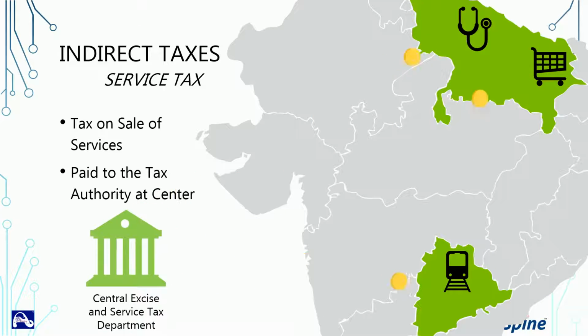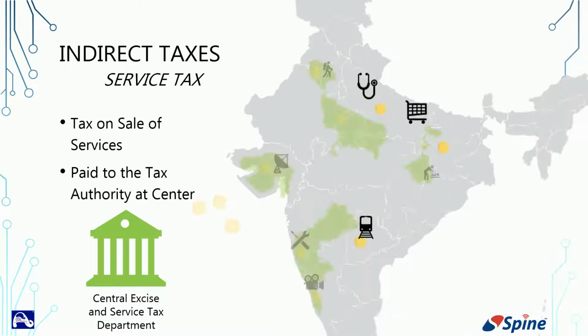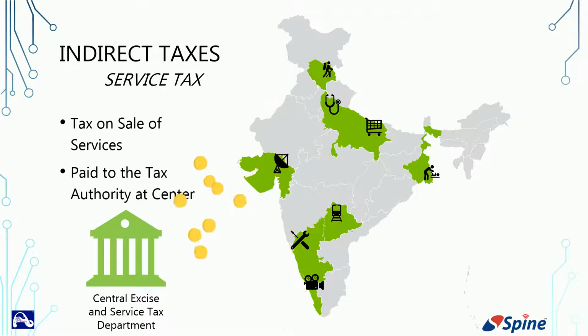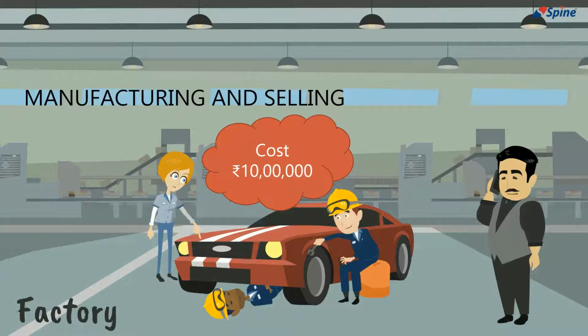Similarly, service tax collected on any service provided in any part of India is paid to the tax authority at the center. These are the four main taxes we will consider for this tutorial. Now, let's get into the pricing in the existing tax system.